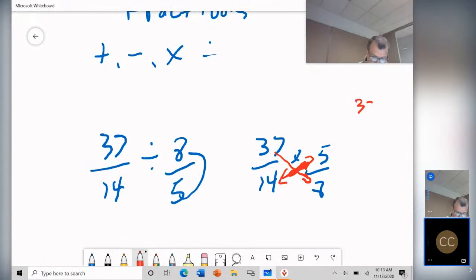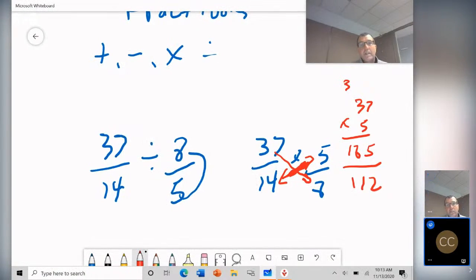And you have 37 times 5. 5 times 7 is 35. Carry the 3. 5 times 3 is 15, plus the 3 is 18. And then you have 14 times 8. It's going to be 112. Okay. So first thing you want to do is check if 185 over 112 is your answer.